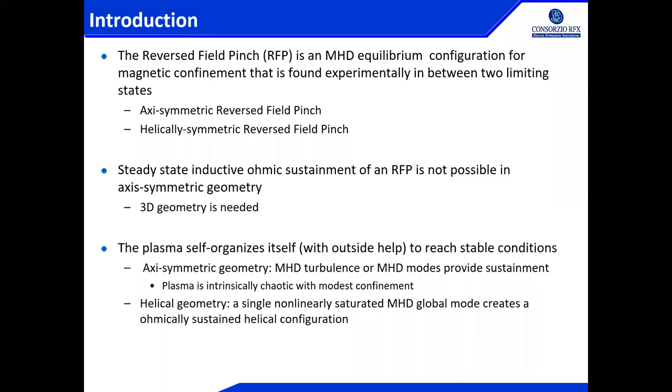Now the point is the plasma self-organizes itself, with some outside help that I will clarify, to reach stable conditions in two ways. So in axisymmetric geometry, the required 3D geometry is supplied by some MHD turbulence or MHD modes. These were the old ideas, which provide sustainment. But with this view, in this approach, the plasma is intrinsically chaotic and has modest confinement, basically. While in helical geometry, only a single saturated MHD global mode can deform the plasma and provide the degree of 3D geometry required for sustainment. This is basically the idea, and now we will go through it.